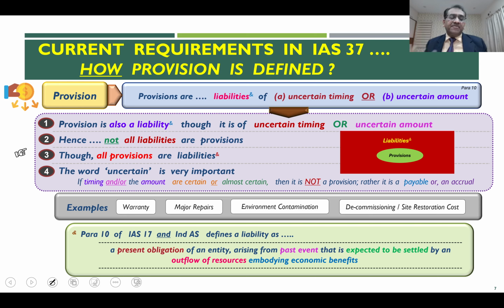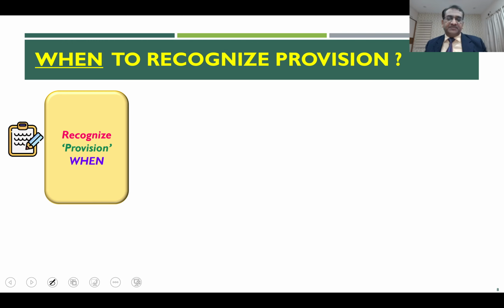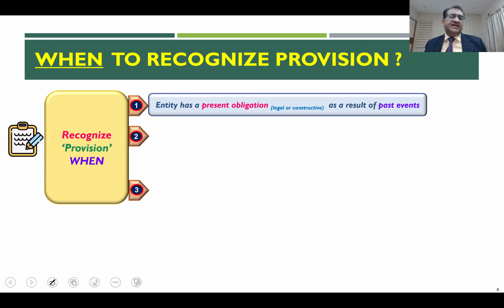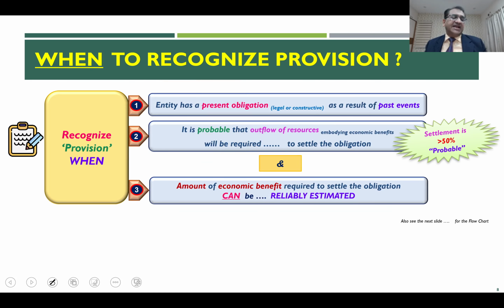Okay, so with this said, this is how provision is currently defined in the current standard IAS 37 and Ind AS 37. Now, when to recognize provision? As per the current version of the standard, there are three conditions to recognize provision. The three conditions are listed on the slide, wherein an entity is required to recognize provision when these three cumulative conditions, an "and" condition, are met. All three conditions, when they are met collectively, an entity is required to make the provision.